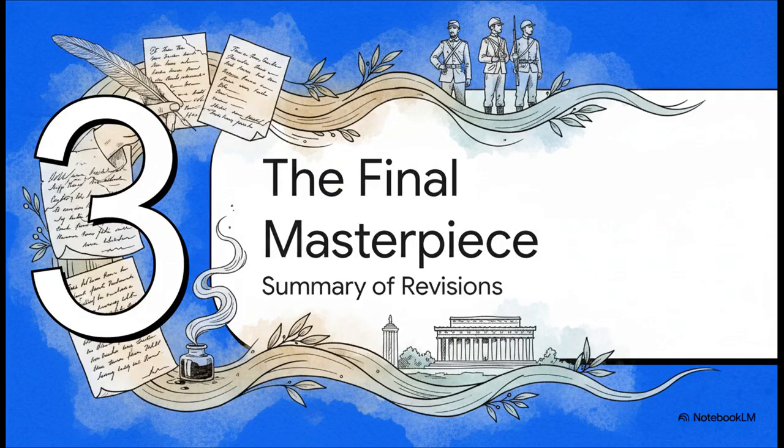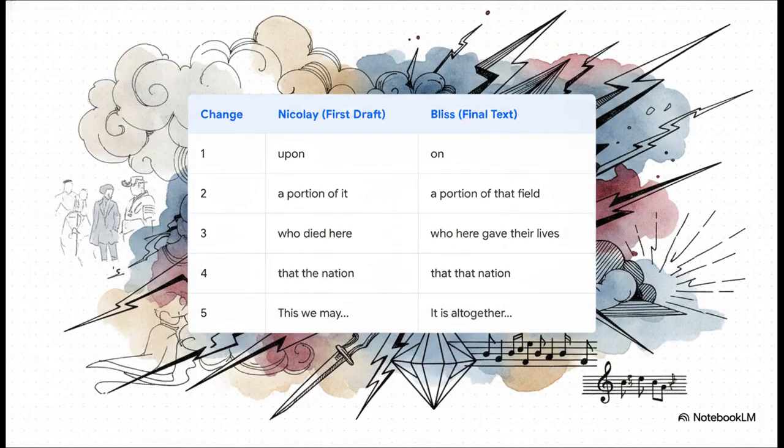So let's just pull back for a second and look at all 5 of these changes together. What do we see when we look at the big picture? Well, there's a really clear pattern here, isn't there? We see Lincoln moving from the abstract to the specific, from the passive to the active, and from just functional prose to truly powerful rhythmic poetry. Every single change makes the language sharper, more meaningful, and just timeless.